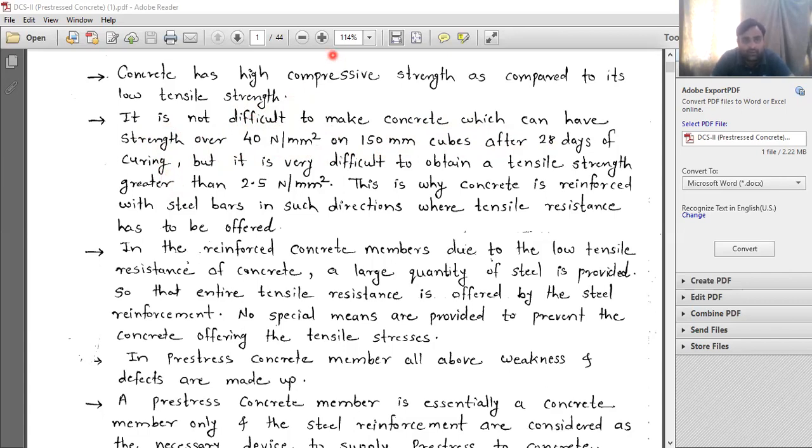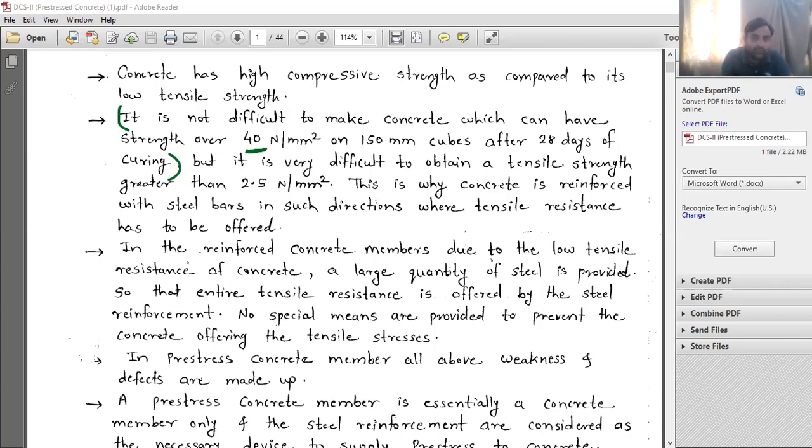Now, what does this sentence tell us? We are saying that it is not difficult, meaning we can make a concrete which can have a strength over 40 Newton per mm square. You may have heard the name high strength concretes. We do mix design, so we can achieve a compressive strength of concrete above 40 Newton per mm square.